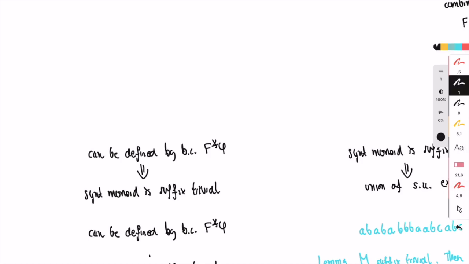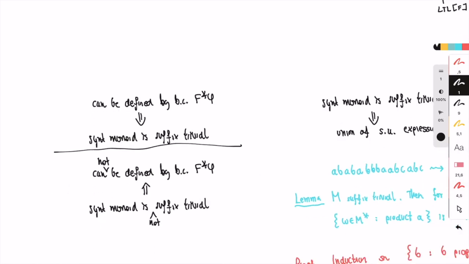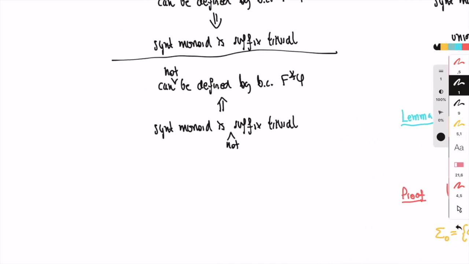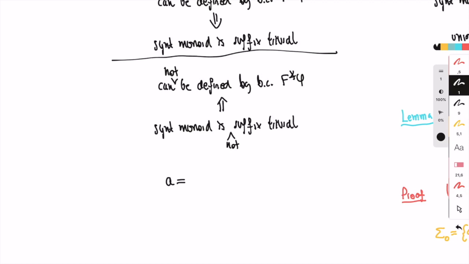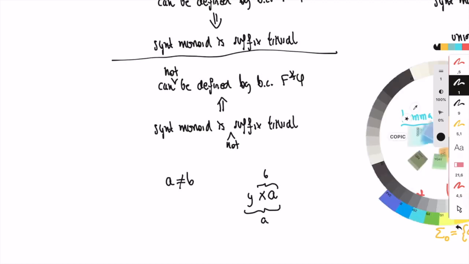So if it cannot, so here is not, and here is not. Okay. So what does it mean that the syntactic monoid is not suffix trivial? That means that there exist elements A and B which are in the same suffix class. So it means that if I start with A, I can get to B, and then I can get to A again, and so on. Well, that's it.